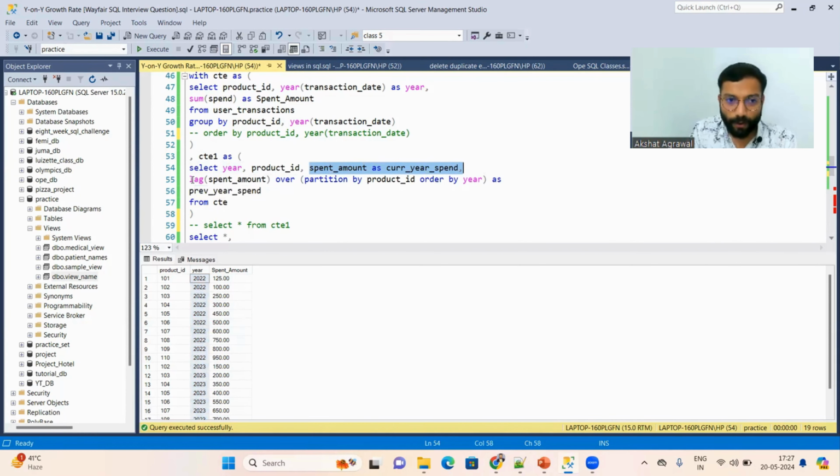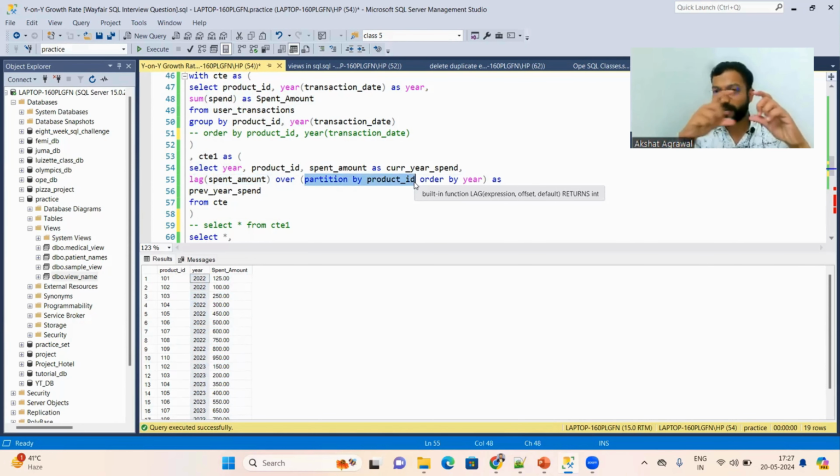But I'm taking lag of spend amount. Lag basically gives the previous record in that partition. It's basically a window function. If you don't know about window functions, you can check another video called window function on my channel. You will be able to understand them. So lag of spend amount will give us the previous year sale of that product over partition by product ID. So that means for each product, it will create a partition.